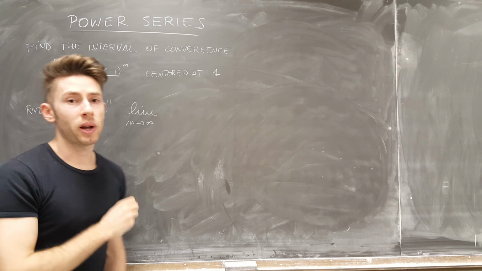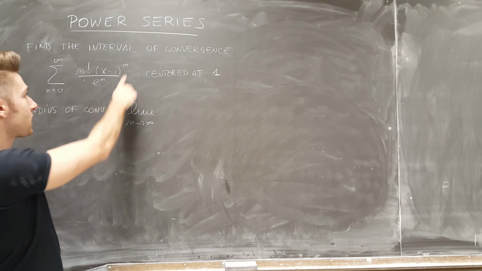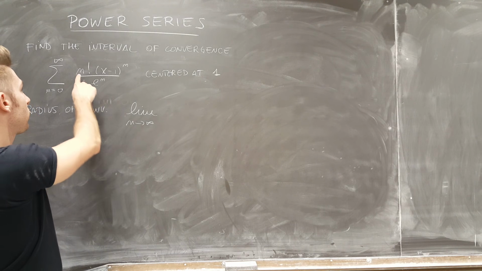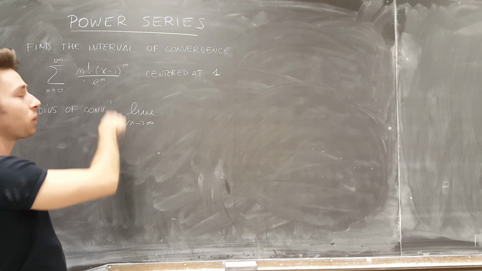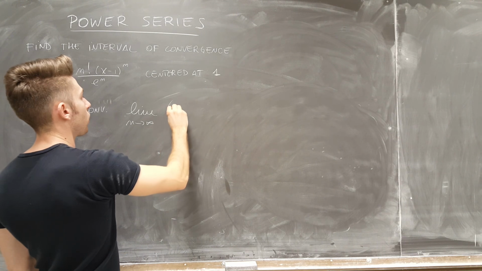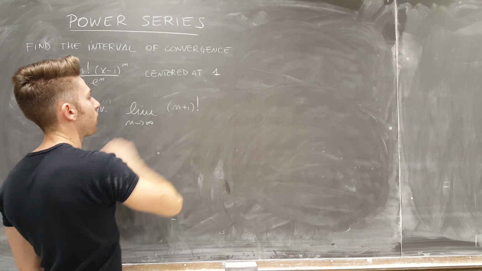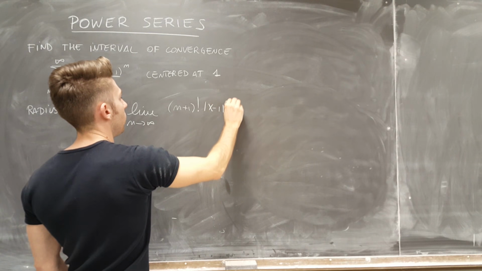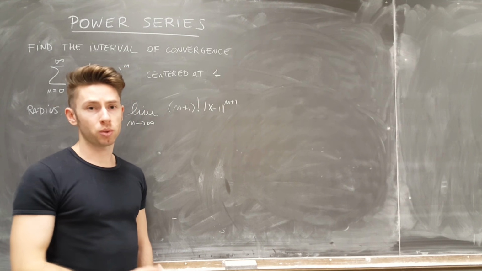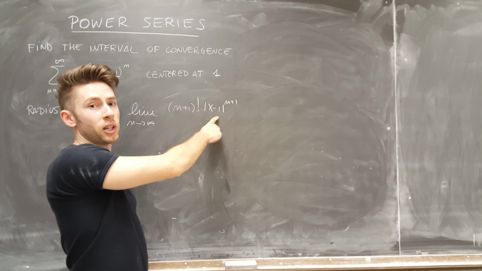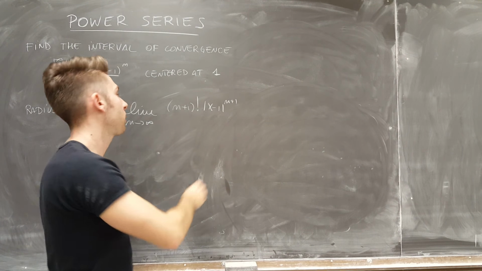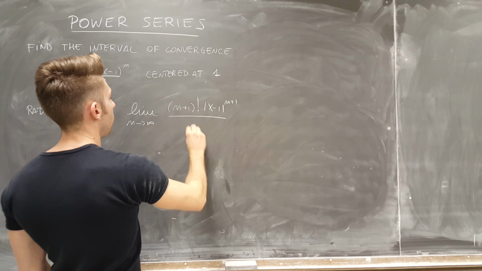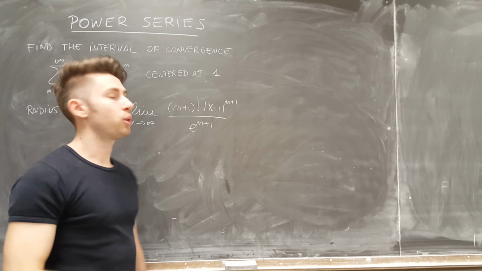So I have to take the limit when n goes to infinity of the next term in absolute value. So replace every n with an n plus 1. So here we get (n plus 1) factorial. (x minus 1) to the n plus 1. And I put an absolute value here because I don't know if x is positive or negative. And then here e to the n plus 1.